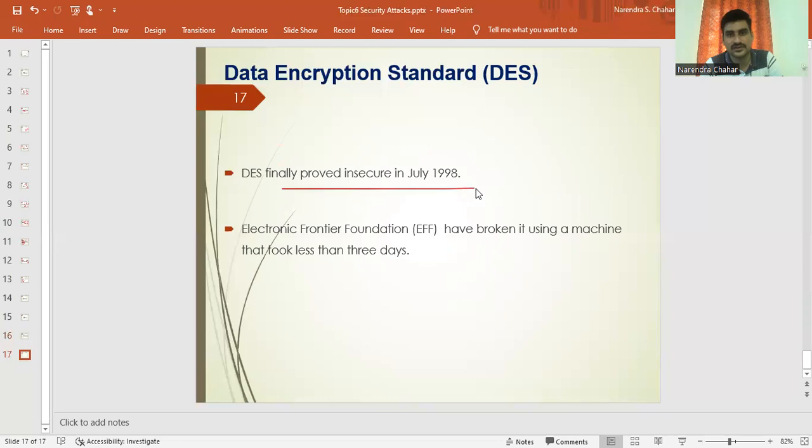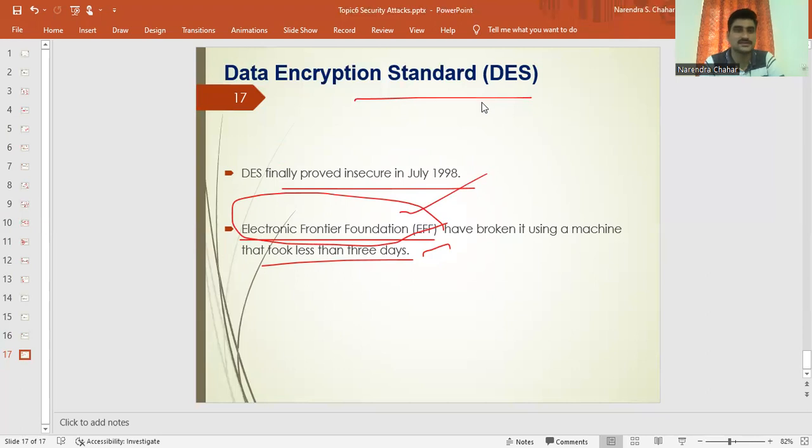So this was proved insecure in 1998, and who broke this? The Electronic Frontier Foundation (EFF) broke it using a machine that took less than 3 days. So in less than 3 days, the Electronic Frontier Foundation cracked this DES. So this was all about the DES. Now in the next sessions we will discuss 2DES and 3DES, and more about the key generation, and we'll discuss what is inside the 16 rounds, what is in a single round out there.